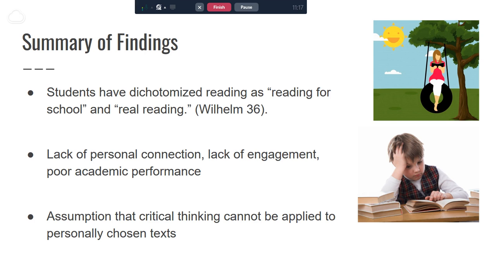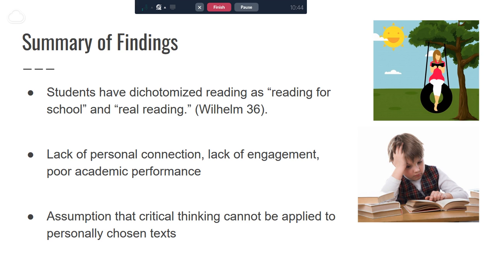So basically what I found is that several scholars had realized that students really had dichotomized reading. They divided it into reading that they did for school and then quote-unquote real reading that they did out of school. As in the pictures here, outside of school reading was fun, but reading for school was hard and overwhelming, and maybe there was no personal interest in it. What the professors also noticed is that when there's a lack of personal connection, there can be a lack of engagement, and then poor academic performance because of that.